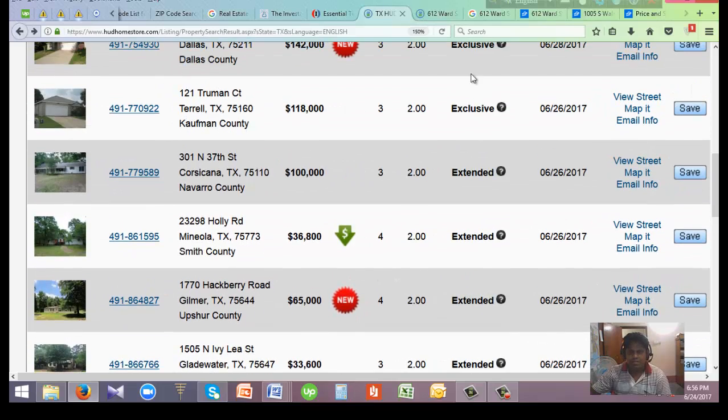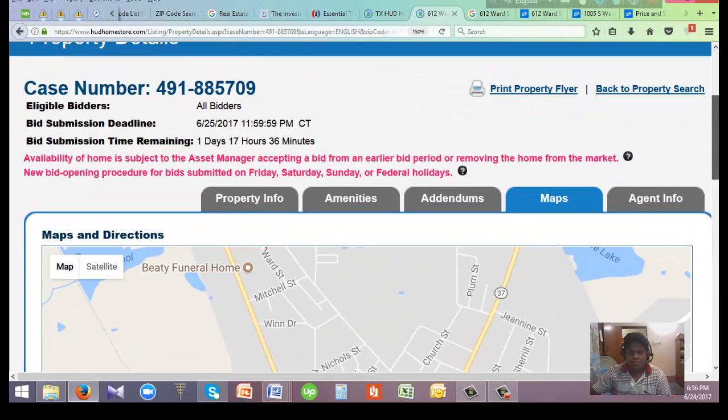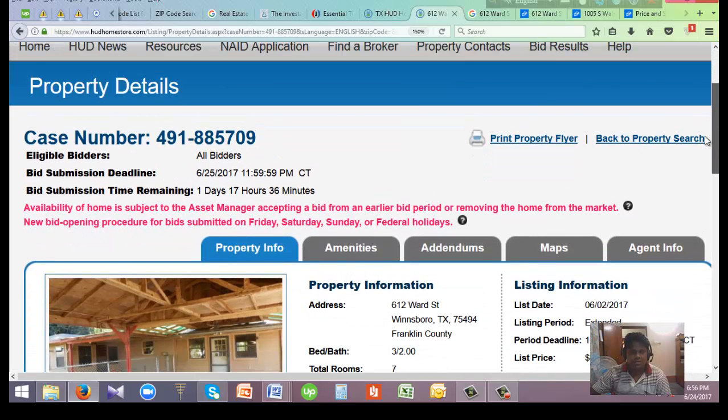And I have finalized a property. That means we have finalized a property here. Here is the property. That means I have searched this property, and here is the information about the property. Case number.